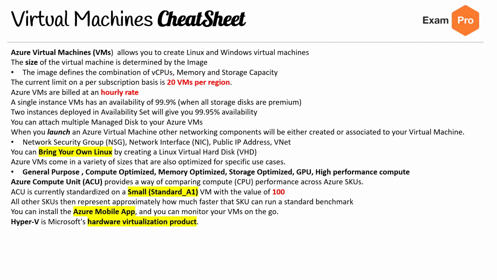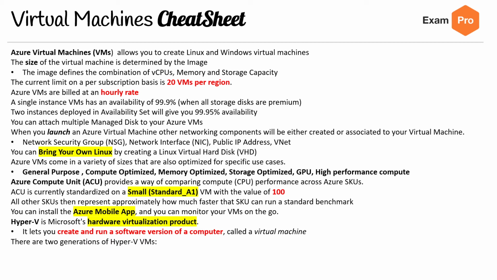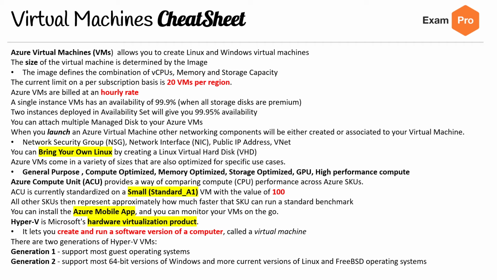Hyper-V is Microsoft's hardware virtualization product. It lets you create and run software versions of a computer called virtual machines. That's how it all works. There are two generations of Hyper-V VM. You've got generation one, which works with most operating systems, and generation two that supports most 64-bit versions of Windows and current versions of Linux and FreeBSD operating systems. Hyper-V VMs are packaged into virtual hard disk formats such as VHD and VHDX files. Not on the exam, but just understand that Hyper-V VM generations are different from the Azure Hyper-V VM generations, so it doesn't have all the features of Hyper-V, okay?